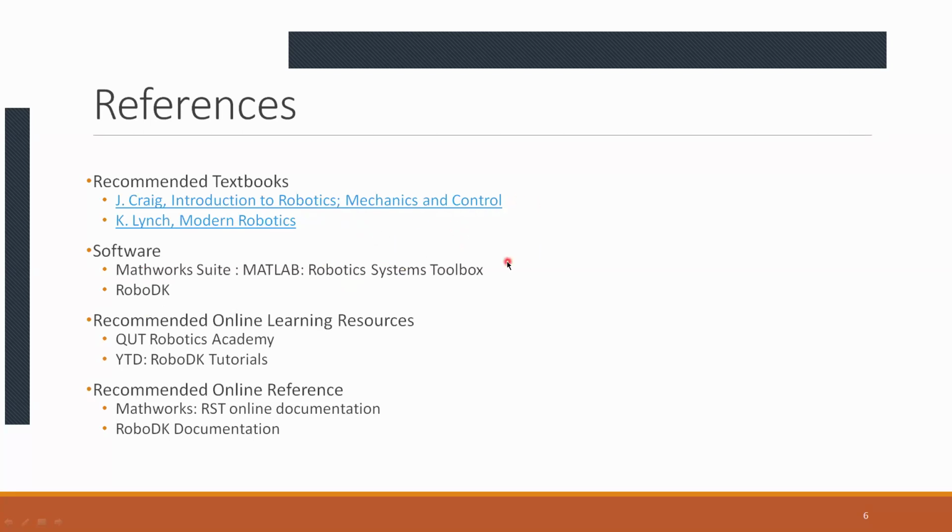So if you are going to read a book, I will suggest that you first read the book mentioned earlier by Craig. And once you master what I taught you, then you can go to Modern Robotics for your later activities. Okay.